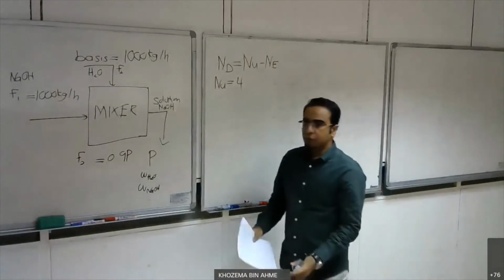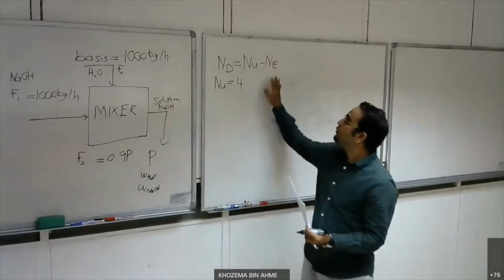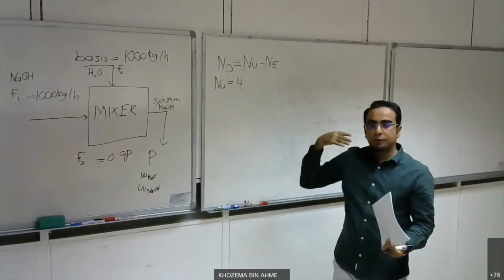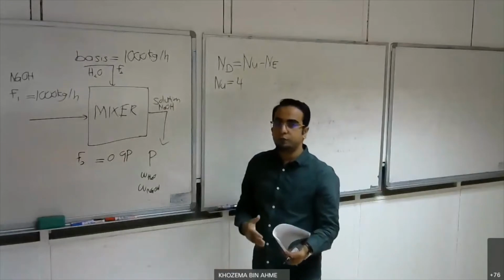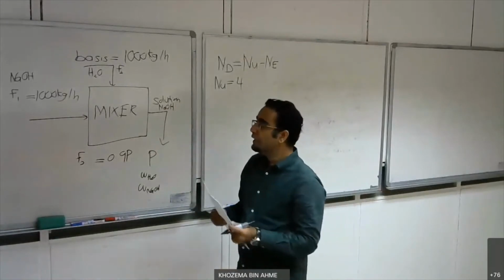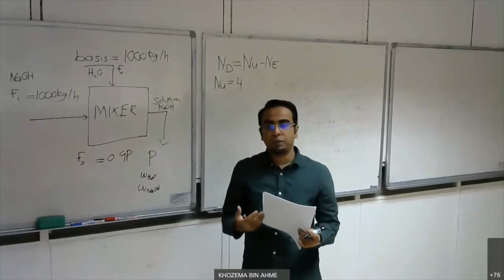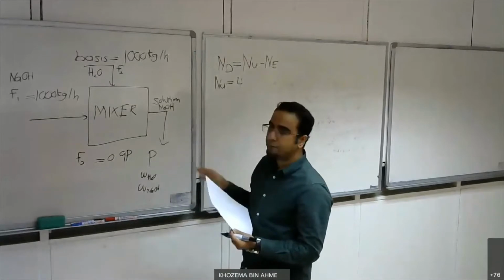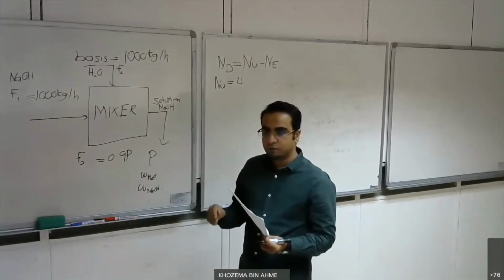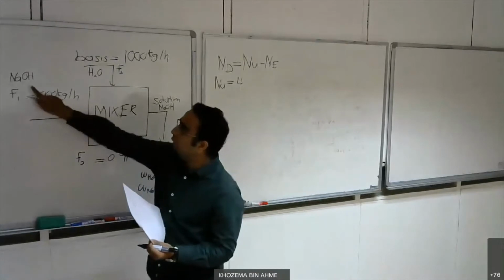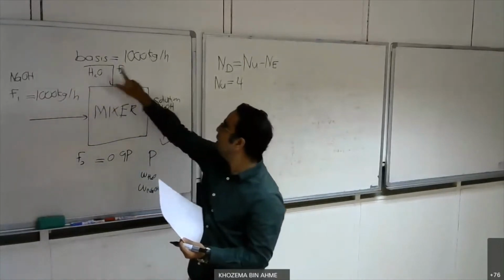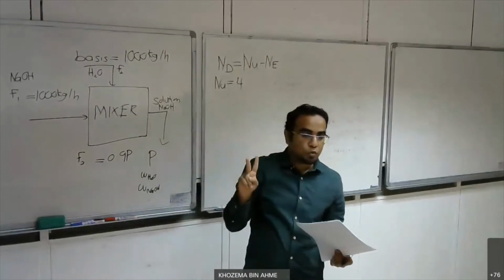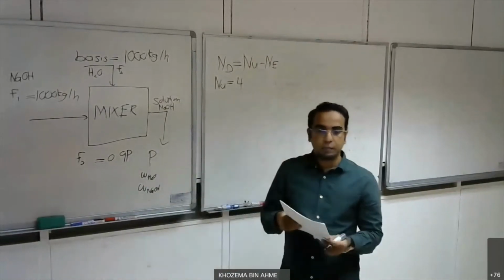Now, in order for me to solve for ND, I need to find my independent equations. To find the number of independent equations, the easiest way to decide is to look at how many components or species you have in your system, meaning what different chemicals you have in your system. So if I look here, I have NaOH here, I have water here, and then I have NaOH here and water here. So I only have 2 different species in my system.